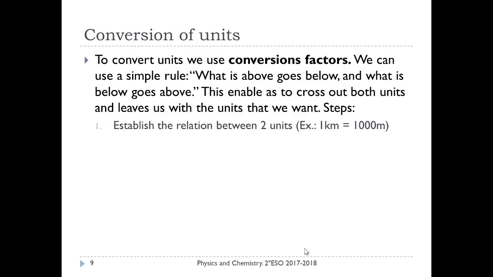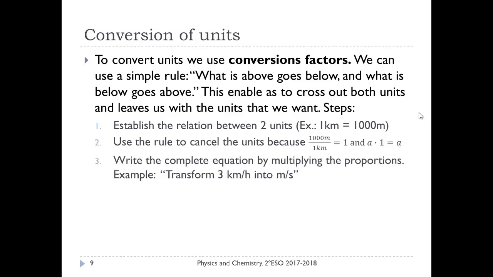First, you have to establish the relation between the units you want to convert. For example, imagine that you want to convert kilometers to meters. So you have to establish that 1 kilometer equals 1,000 meters. Then, using this rule, we can prove that 1,000 meters divided by 1 kilometer is the same as 1, and a number times 1 equals that number, so nothing is going to change. Then we have to write the complete equation by multiplying the proportions.